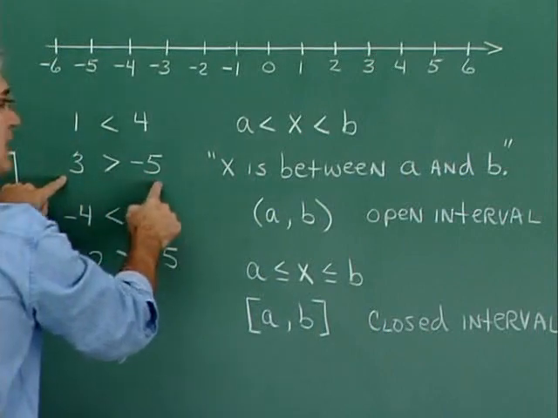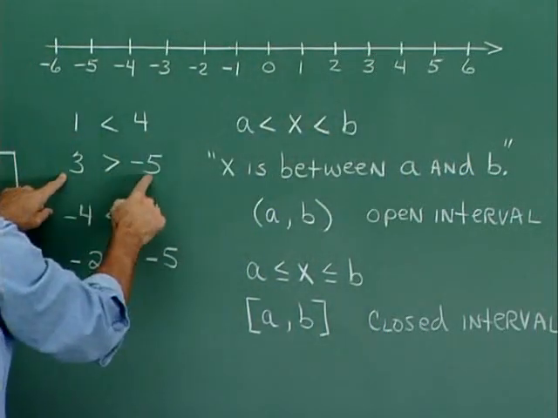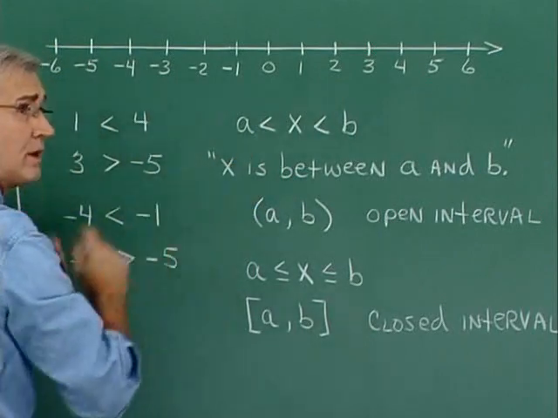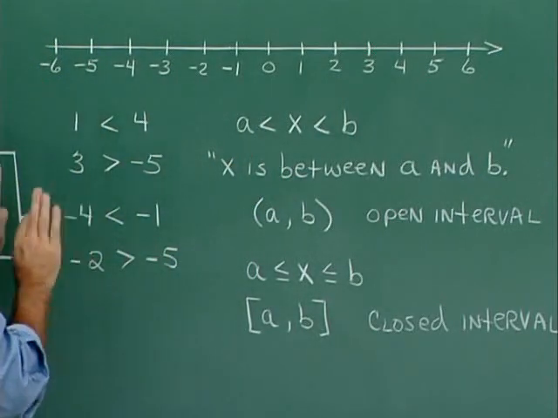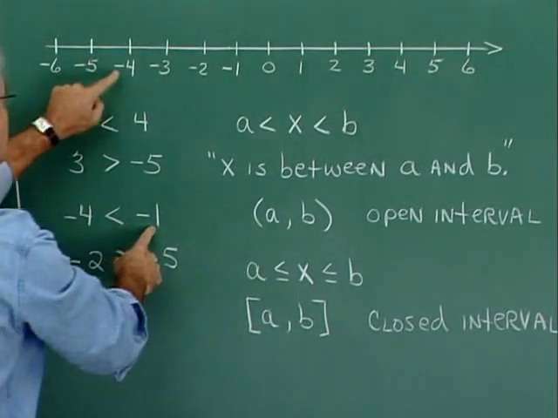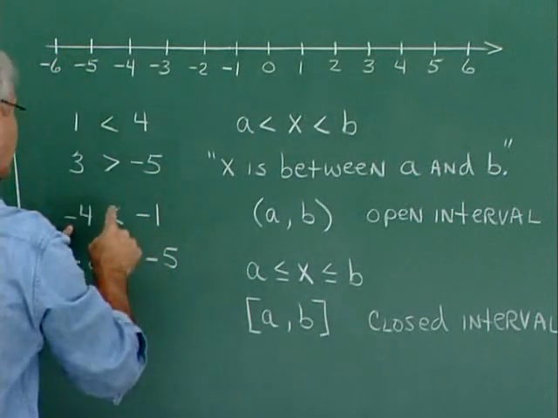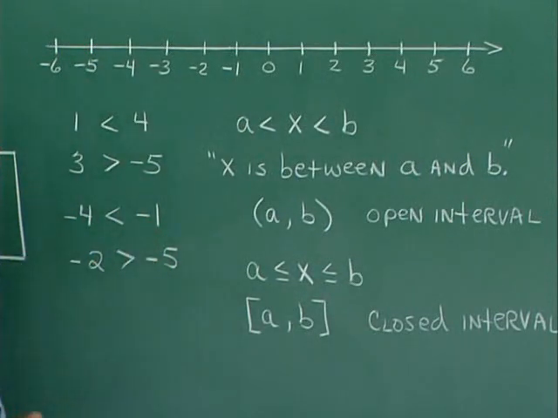3 is greater than -5 because 3 lies to the right of -5 on the number line. It's just a position idea. -4 is less than -1. Here's -4, here's -1. -4 is to the left, and therefore -4 is less than -1.